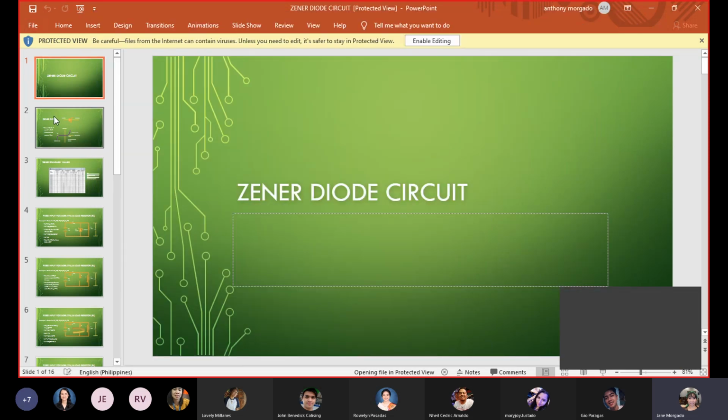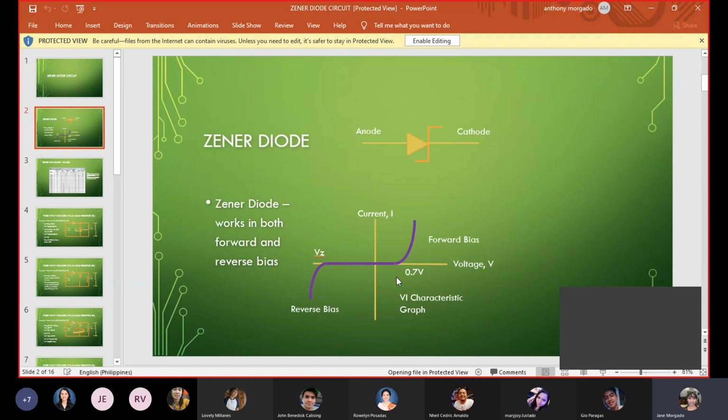Zener diode circuit actually works in both forward and reverse bias. If it is connected in forward bias, it acts like an ordinary diode, yung rectifier diode, di ba? So yung 0.7, may measure kang 0.7 volts if it is connected in forward bias. However, it also works in reverse bias. The application of Zener diode is in reverse bias, wherein you should be able to measure a voltage equal to VZ.